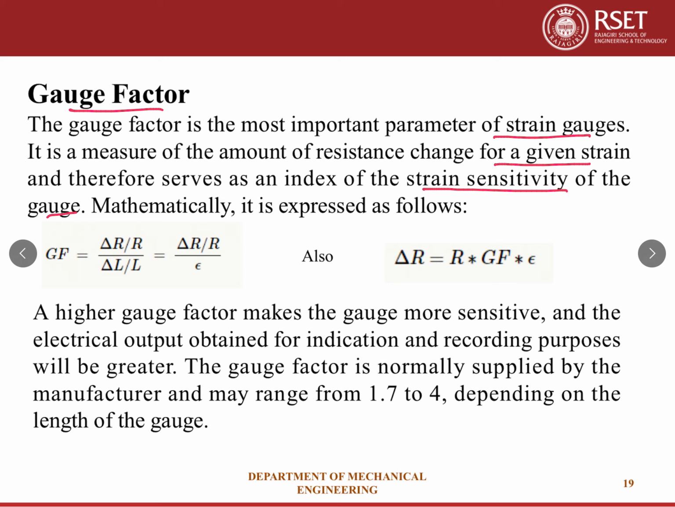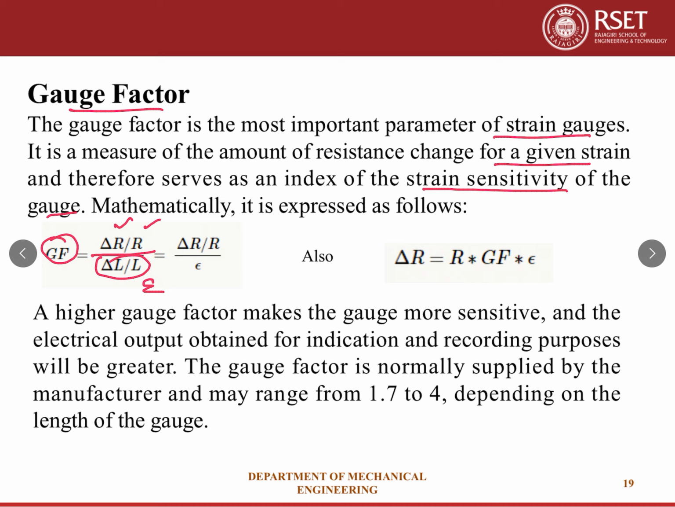Mathematically it is expressed as follows: gauge factor GF is equal to delta R by R, that is the change in resistance due to strain divided by R, divided by delta L by L. For a meter, delta L by L is equal to the longitudinal strain. Therefore delta R by R by strain is equal to the gauge factor.